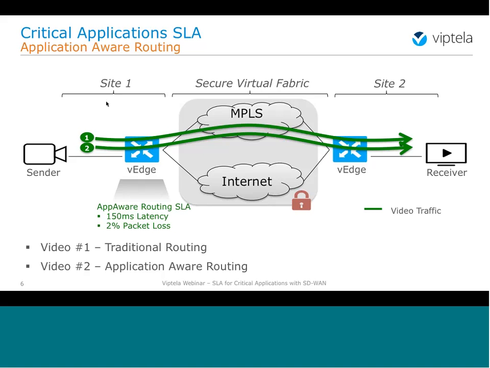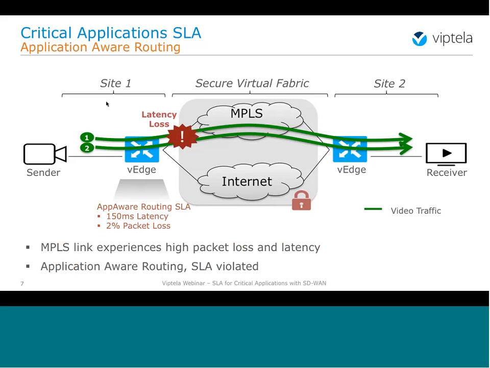Video stream number 1 uses traditional routing, and that stream is configured to be sent over an MPLS network unconditionally, regardless of the behavior of the MPLS network from the QoS standpoint. Video stream number 2 is actually configured to leverage application-aware routing, with MPLS being the preferred circuit. So as you can see, both streams, video number 1 and video number 2, are both going over the MPLS network in the normal condition.